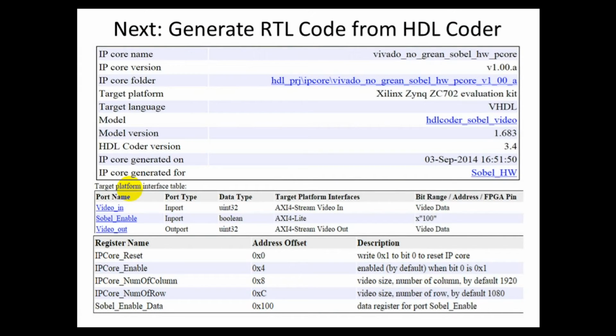Okay, so once we have our Zynq design ready, the next step will be generating RTL code from Simulink. And this is the result of code generation. So you just take a look here. We have three interfaces. One is AXI4-Lite for a register interface, and the register will look like this. And offset 100, if you write 1 to this register, you will enable the Sobel filter. And the other two interfaces are AXI4-Stream video in and AXI4-Stream video out.